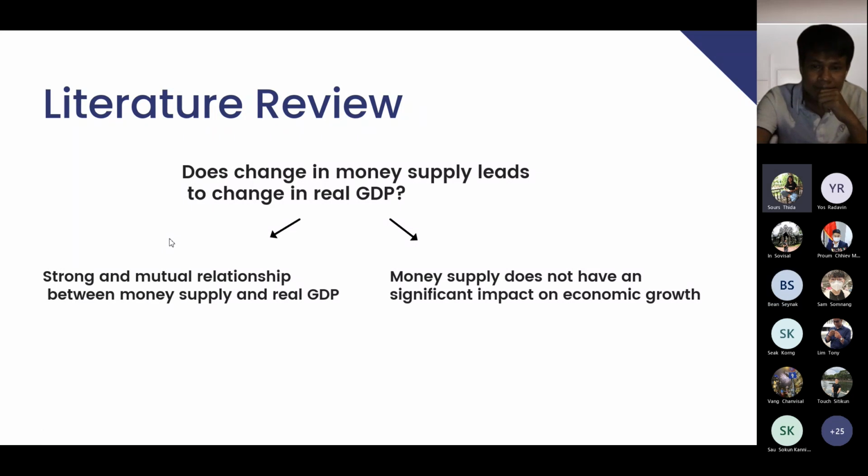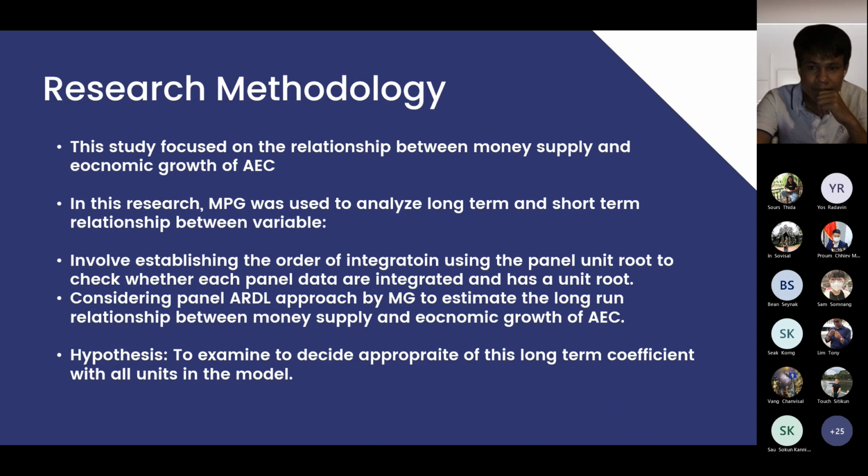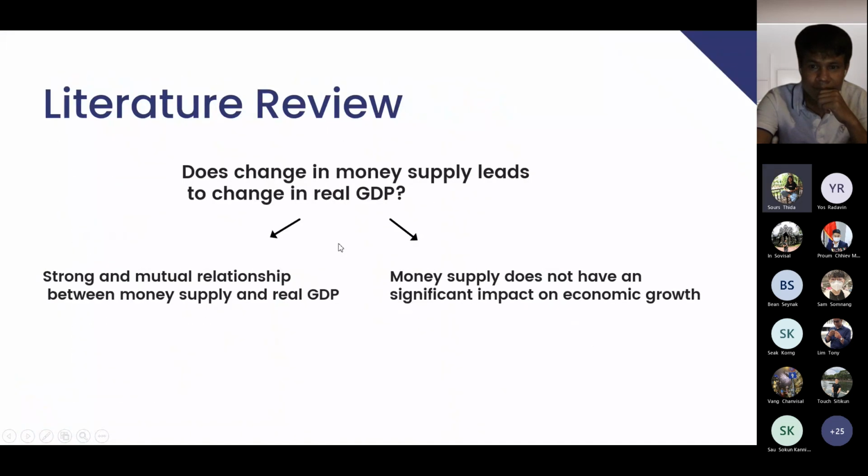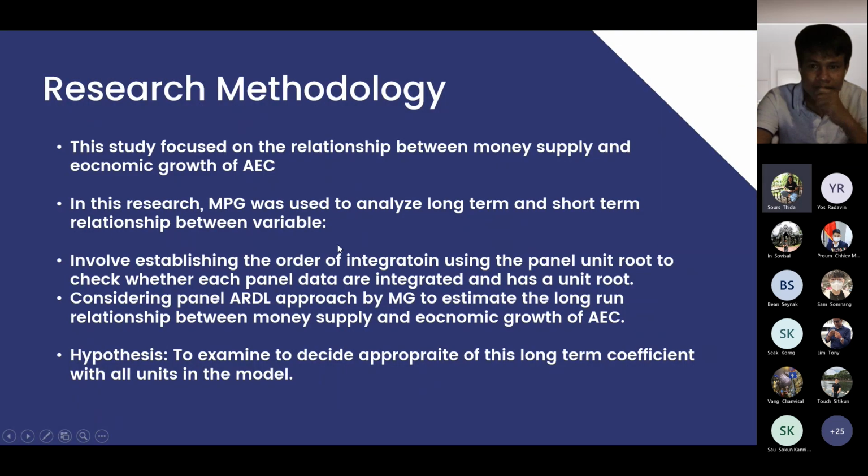Move on to the next point, which is about the empirical result. The result of the investigation into the relationship between money supply and economic growth of the selected AEC countries can be expressed like so. Can you move to the next slide, please? So the first table is the first slide, like the first table.